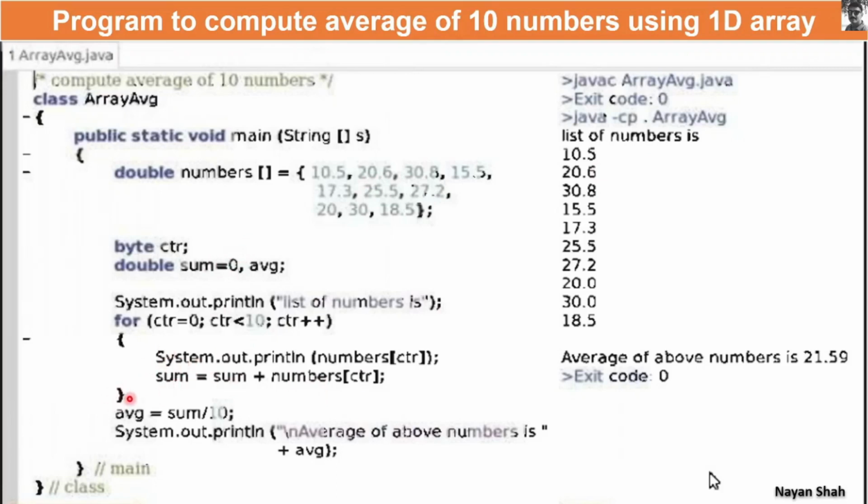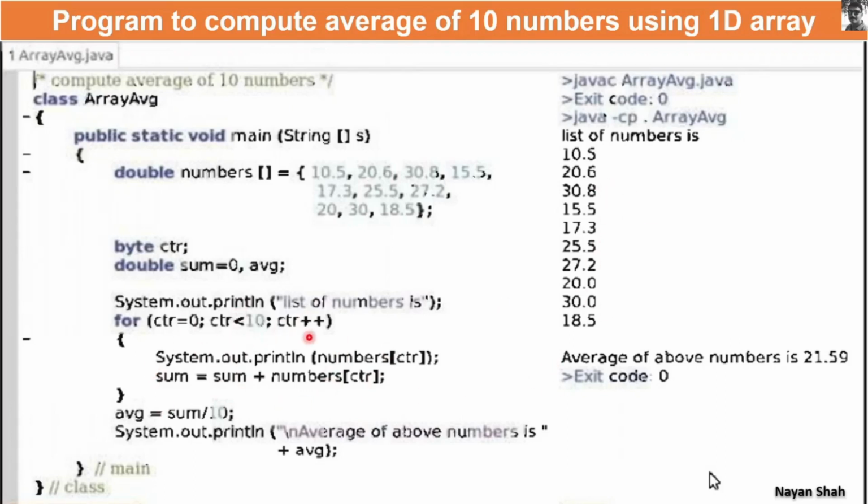This closing curly bracket will send control back to the for loop. Now counter will increase by 1. It was 0, now it will become 1. Again it comes inside. Numbers of 1 it will print, that is the second value, 20.6. It will add into sum. So 10.5 is already there in sum, plus 20.6. So it will keep on adding all these numbers, 10 times.